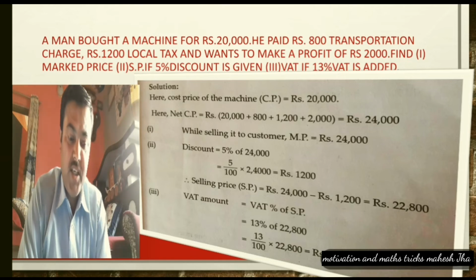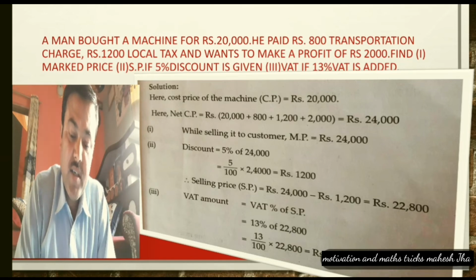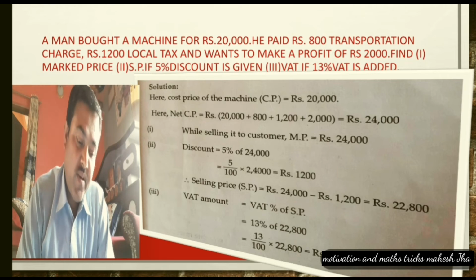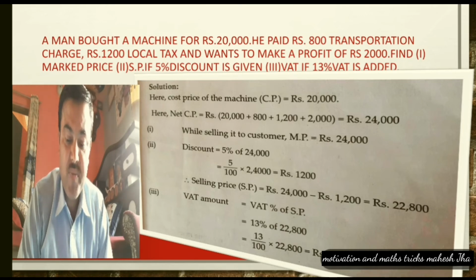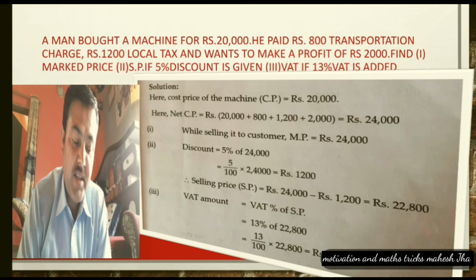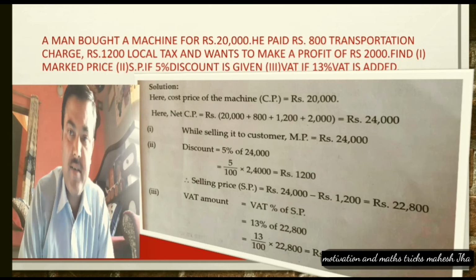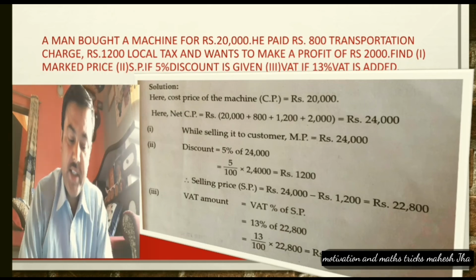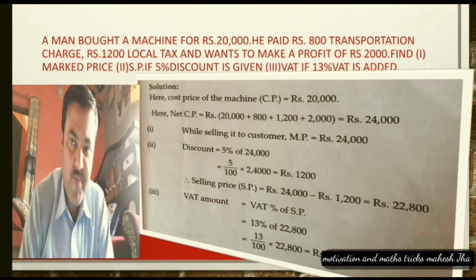A man bought a machine for rupees 20,000. He paid rupees 800 transportation charge, rupees 1,200 local tax, and wants to make a profit of rupees 2,000. Find marked price, selling price if 5% discount is given, and VAT amount if VAT of 13% is added. Now see how to do this type of problem.